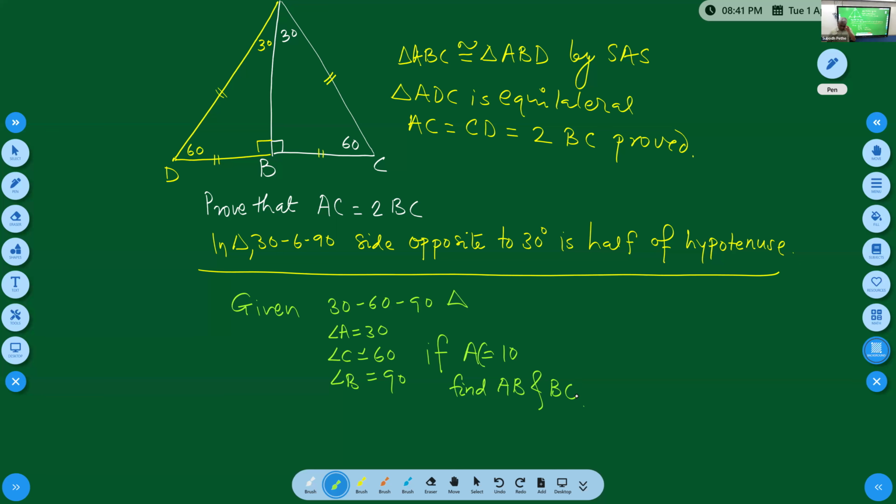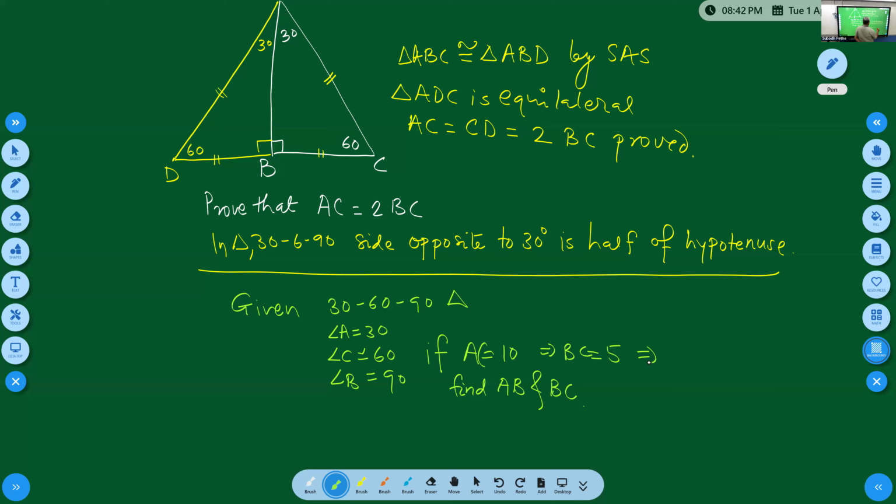Using Pythagoras. Now, if the triangle is special, whose angles are special angles, then only one side is enough to find out remaining two sides. Because 30, 60, 90, we know that side opposite to 30 degree is half of hypotenuse. So now I am giving hypotenuse AC as 10. Therefore, BC is equal to 5.